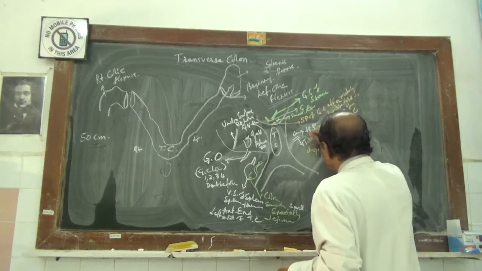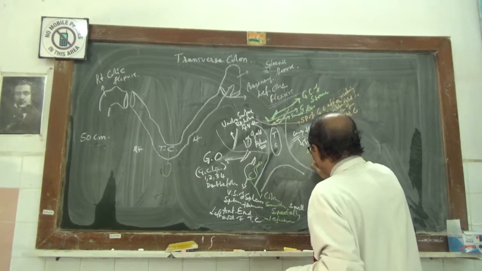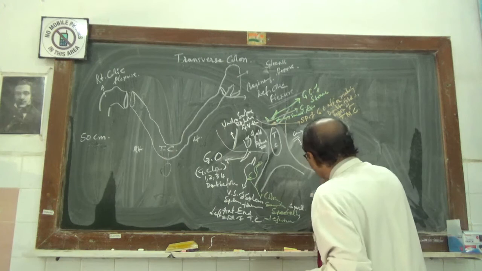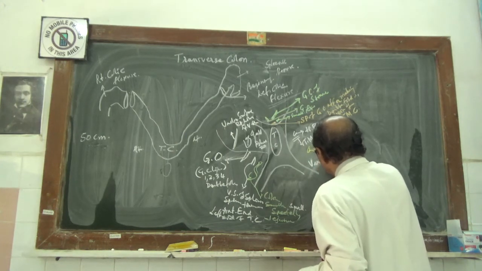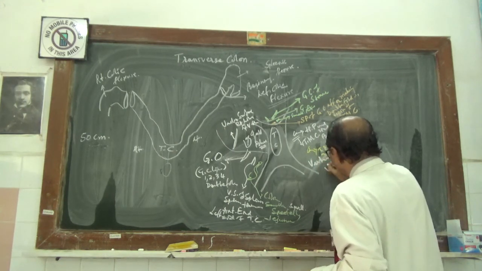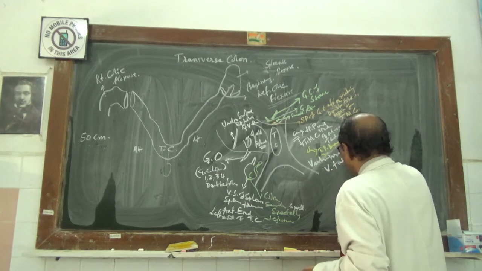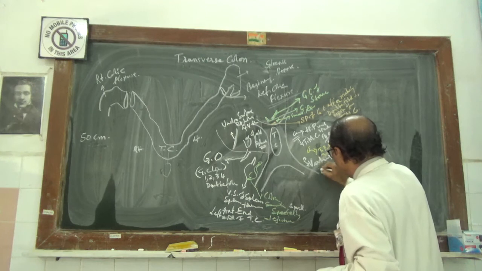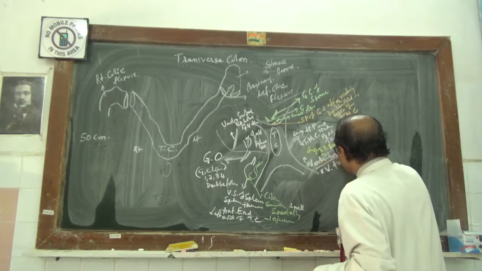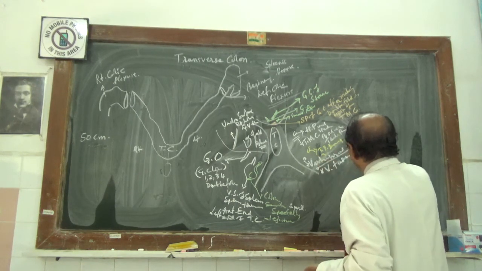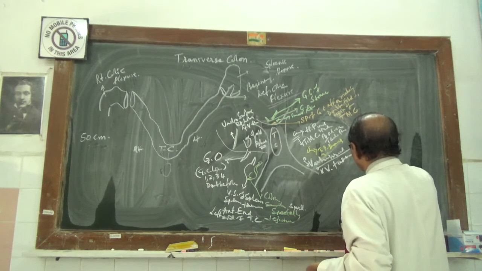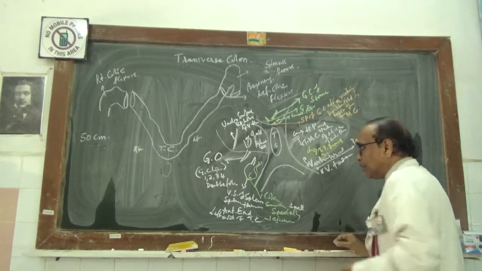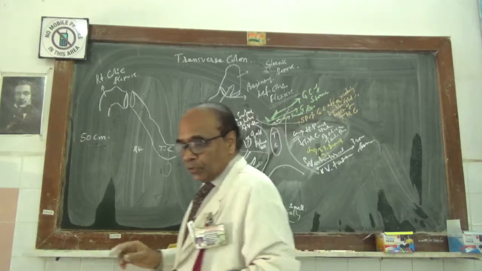Then you will be having here vertebrae, vertebral fascia, then you have got prevertebral fascia. So these are the things.